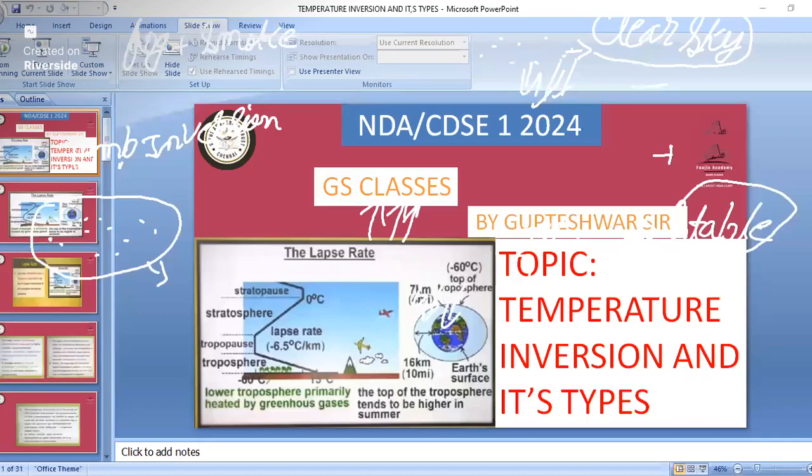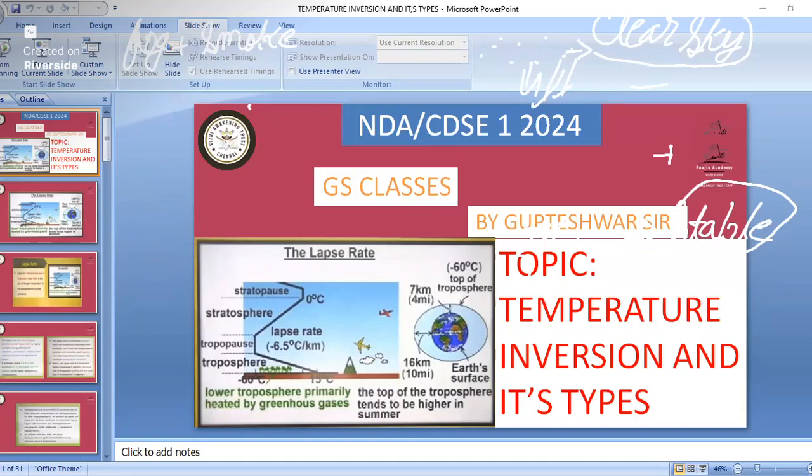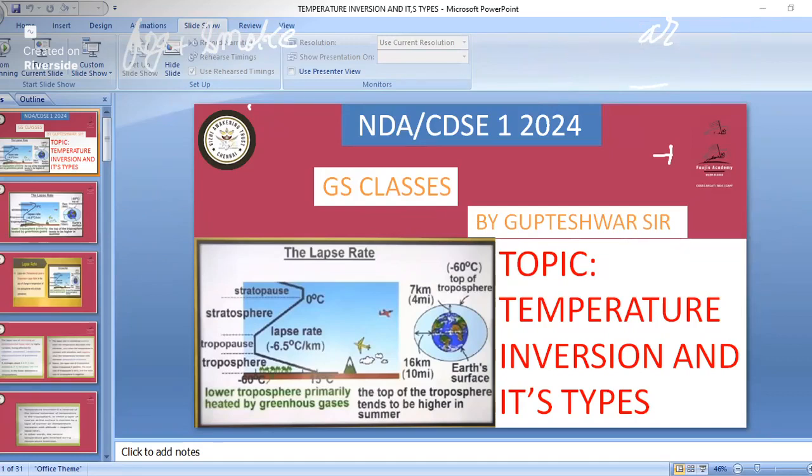Now we saw the different types of inversion: surface inversion, then the upper air inversion, which is also known as subsidence inversion, then the frontal inversion, then the valley inversion. So now you all have understood about temperature inversion.